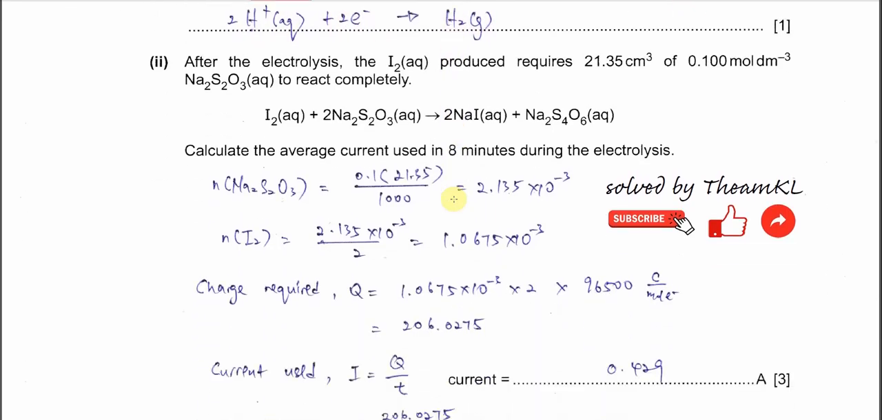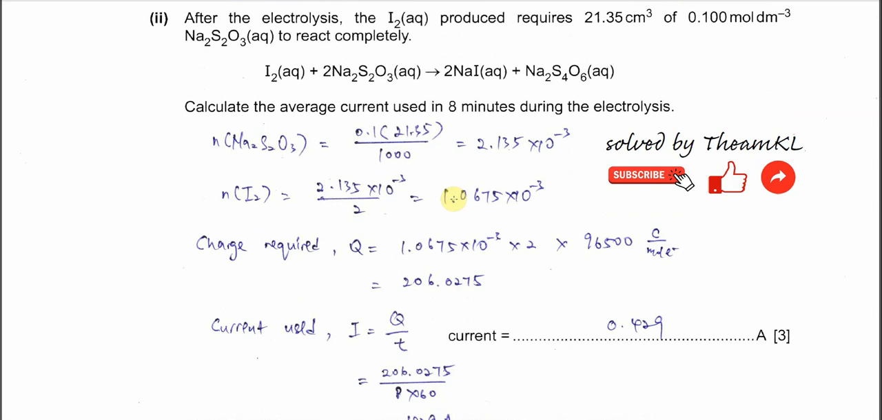Okay, this is a calculation part. Part 2. After the electrolysis, the iodine produced required 21.35 cm cube of 0.1 mole per dm cube sodium thiosulfate to react completely. So this is the equation. We just need to know the mole ratio is 1:2. Calculate the average current used in the 8 minutes during the electrolysis.